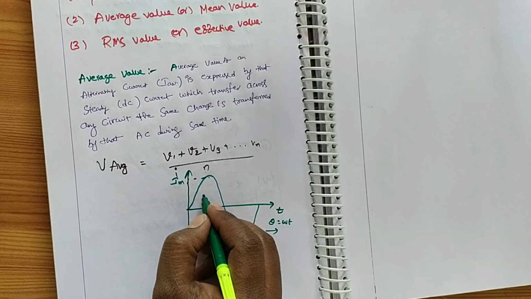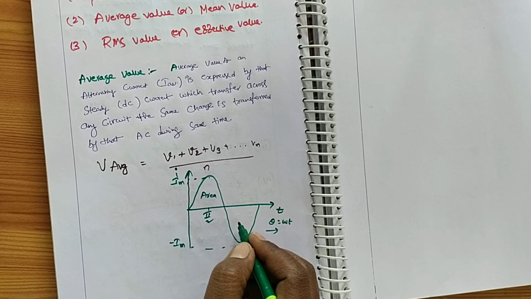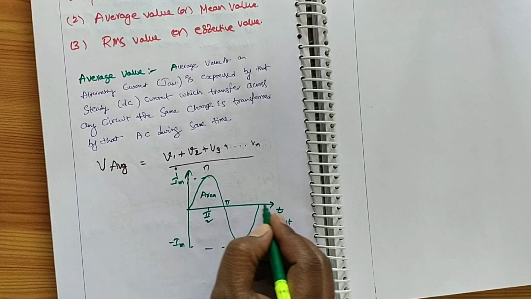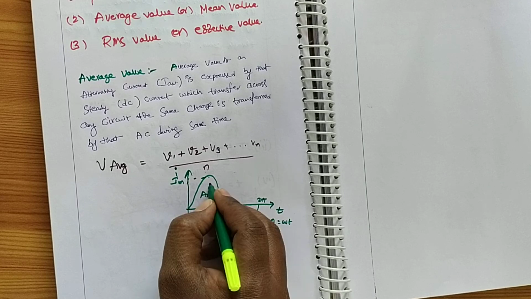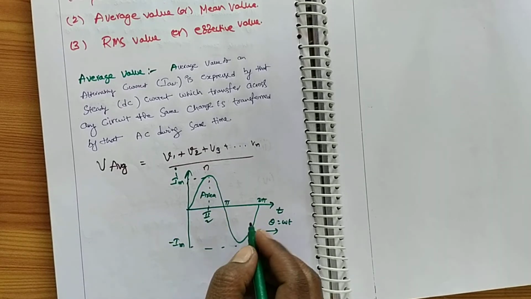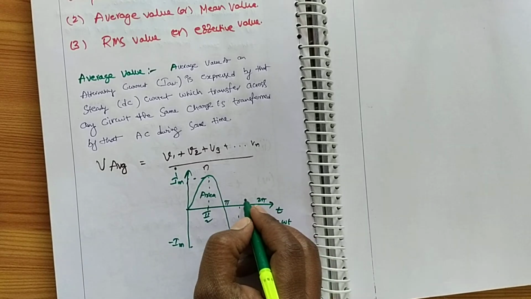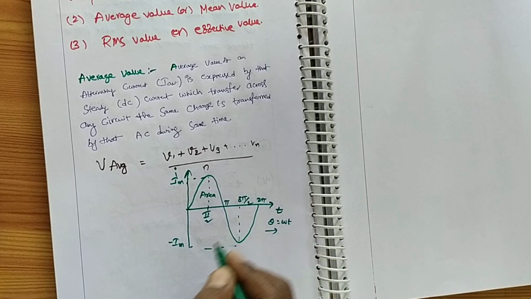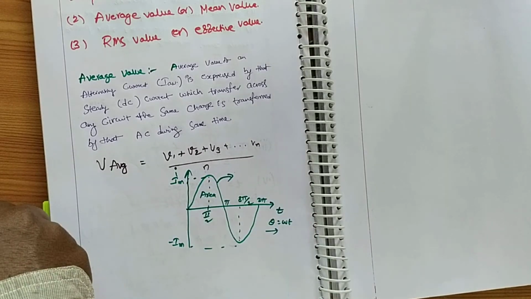This is the total area: the area of the positive cycle and the area of the negative cycle, spanning 0 to 2 pi. The maximum value is obtained at pi by 2. Similarly, the negative maximum, minus Im, is obtained at 3 pi by 2. This maximum value is known as I max.